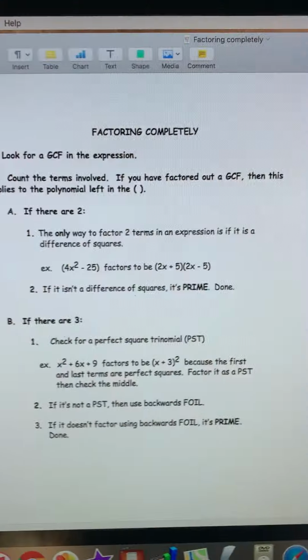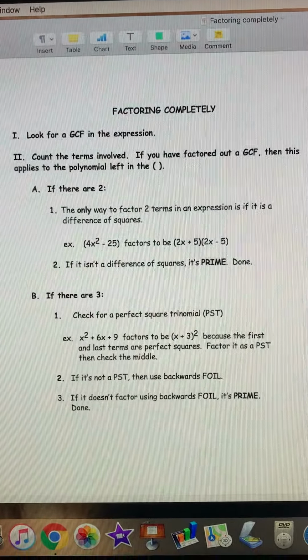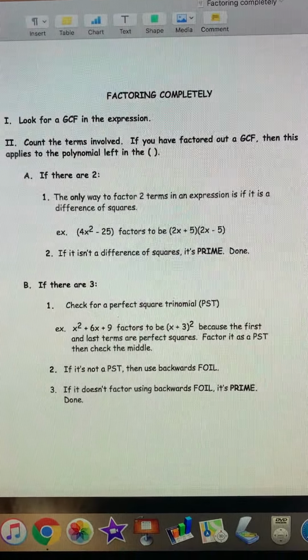All right, so this may be the last video, guys. It may be. So we're putting it all together, and the direction word is just going to simply say factor, and we have to know how to factor. So what I've pulled up here is the sheet that I'm going to keep referring to when I do these problems.